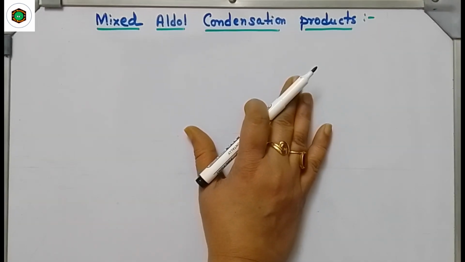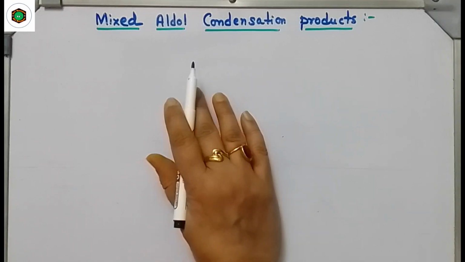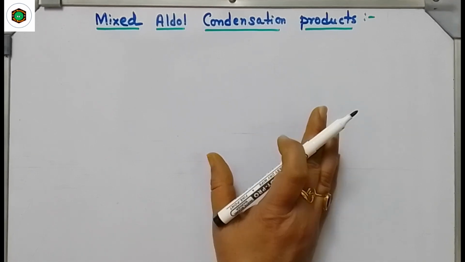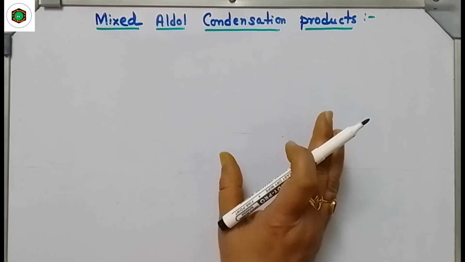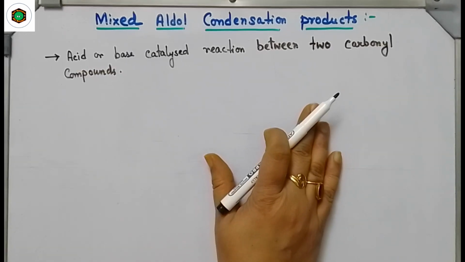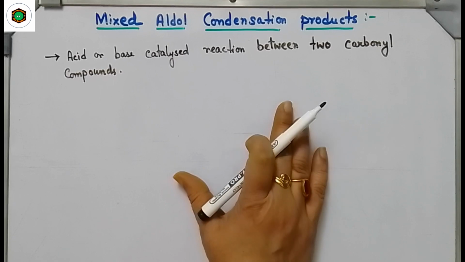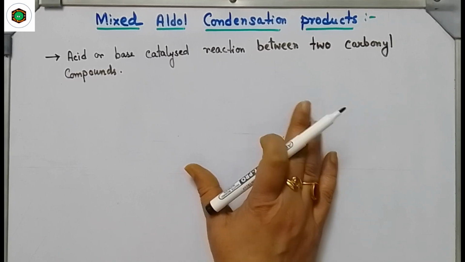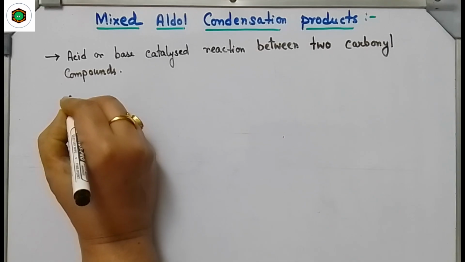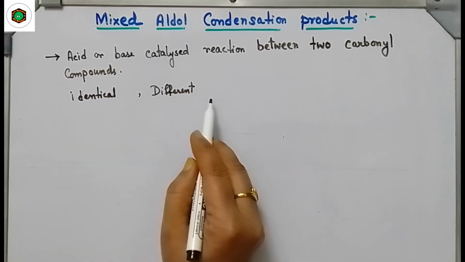In this lecture I am going to explain how to find out the products of mixed aldol condensation reaction. Before starting, I am going to explain some important points on aldol condensation. Aldol condensation reaction is acid or base catalyzed reaction between two carbonyl compounds. Two carbonyl compounds may be identical or may be different.